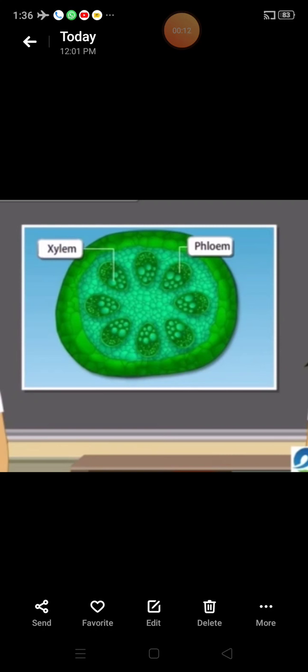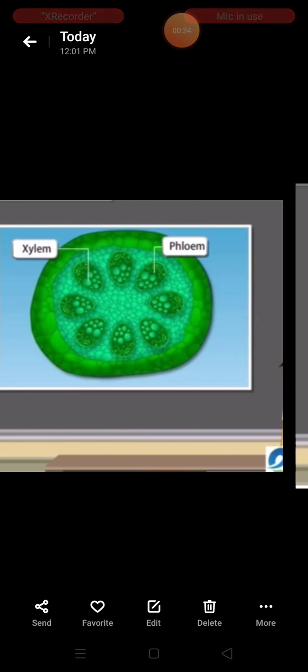This is the first picture, and it is related with the xylem and phloem. Xylem and phloem are known as conductive tissue or vascular tissue because they are related with the transportation of prepared food, water and mineral.